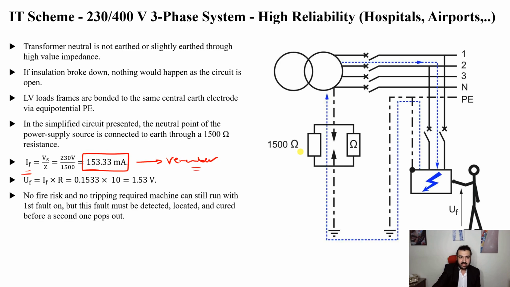Okay, now as you can see here, the value of current is 153.3 milliampere. And I said if I want to disconnect, or detect this fault and protect the circuit, I can add here an RCD that operates, for example, at 150 milliampere. So when we have this fault, this RCD will operate, because the fault current will be this value.